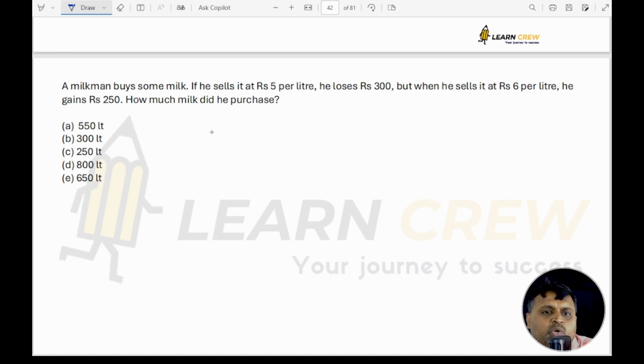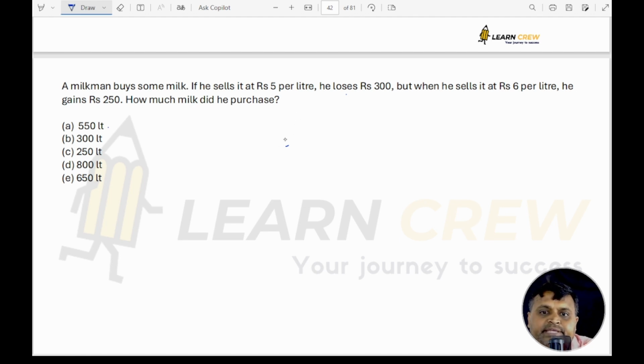You can simply go with the options. Go with the first option. Let us say he buys 550. He sells it at 5 rupees per liter and gets a loss of 300, but when he sells it at 6 rupees per liter, he gains 250 rupees. What is the answer you are going to get?